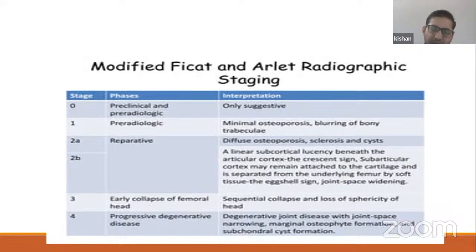Loss of the spherical femoral head causes friction forces with the articular cartilage of the acetabulum, and it starts the changes of hip arthritis. So progressive degenerative disease is stage 4: degenerative joint disease with joint space narrowing, marginal osteophyte formation and subchondral cyst formation. We can start seeing the changes in the X-ray from stage 2B. Stage 1 and stage 2A can only be diagnosed on MRI, not on the X-ray.